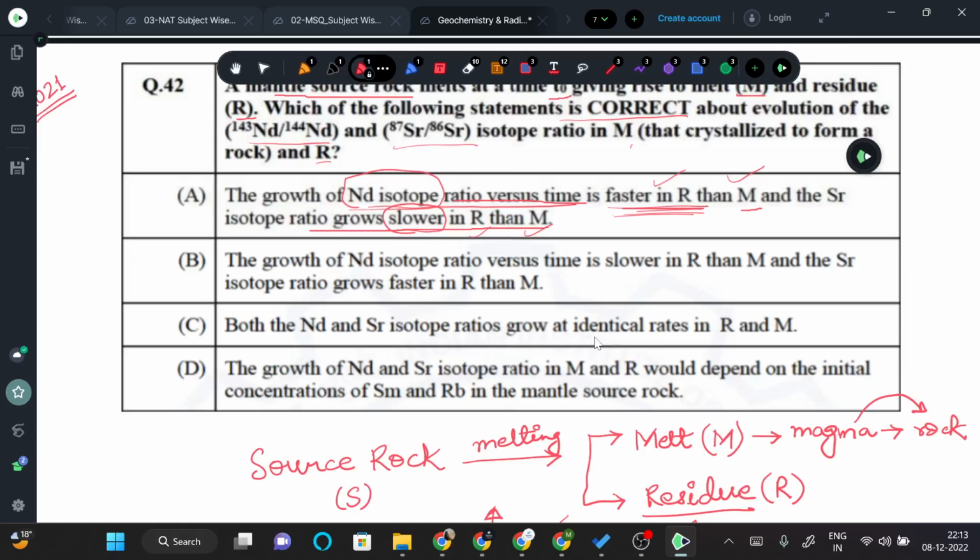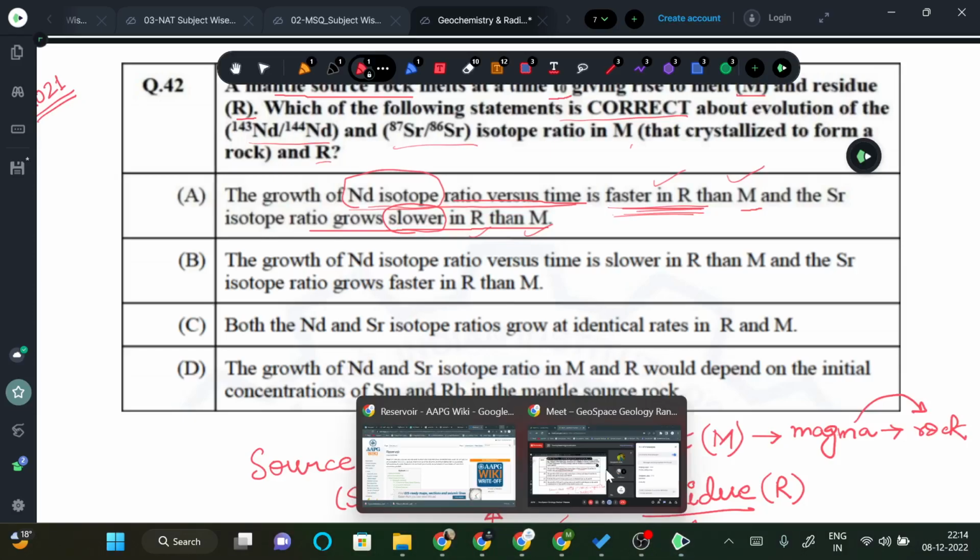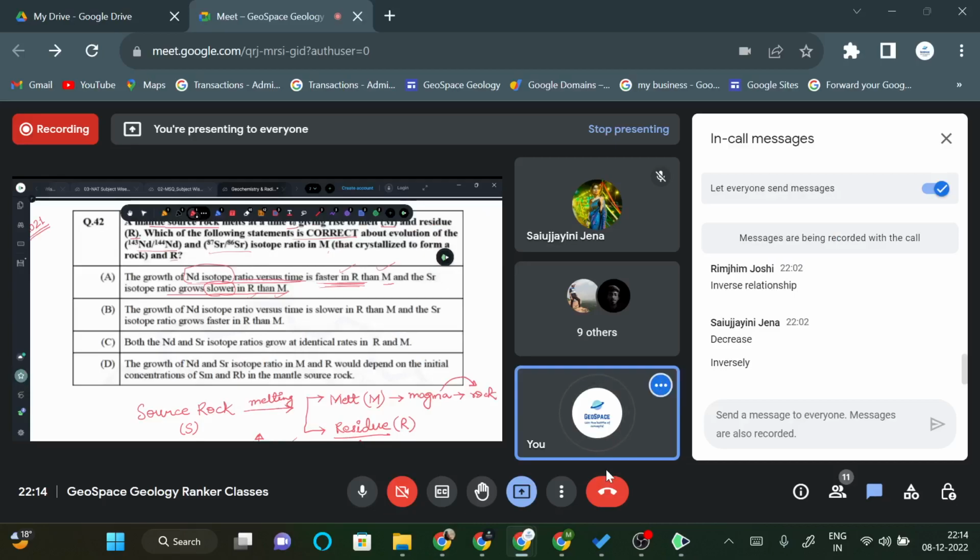Will it be correct or incorrect? Sir, option A. Yes, we are discussing option A. Will it be correct or incorrect? Yes, sir, it will be correct. Anyone? Are others understanding these things?